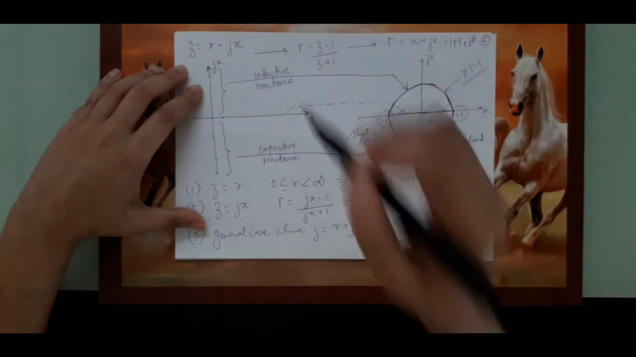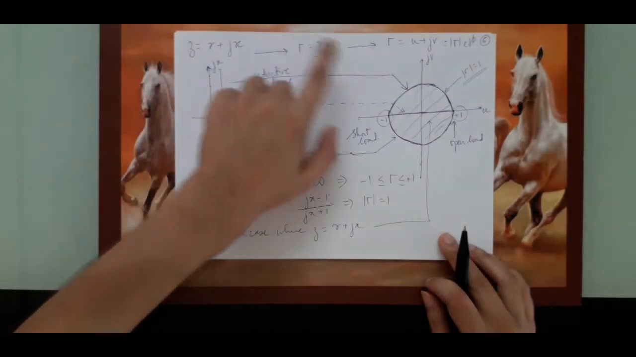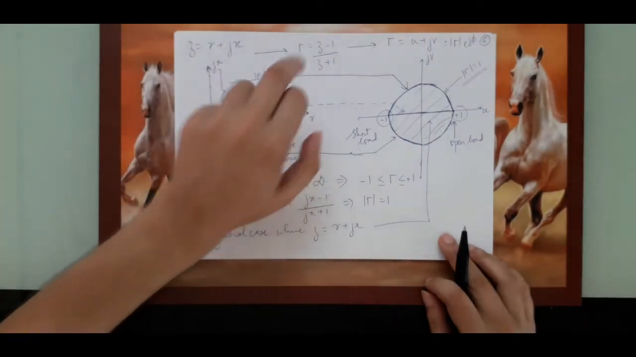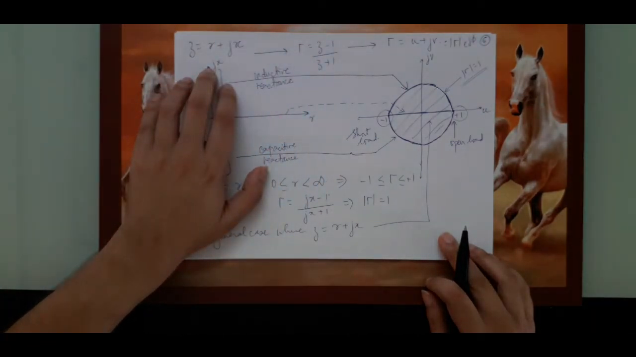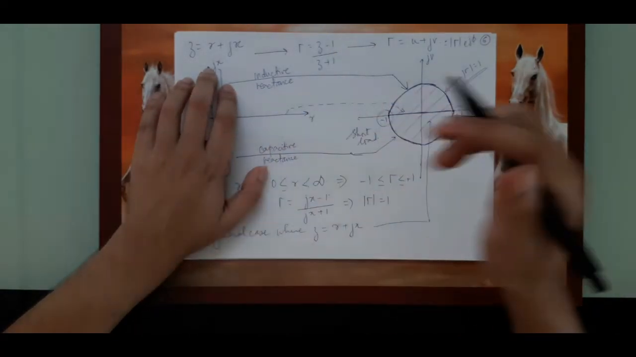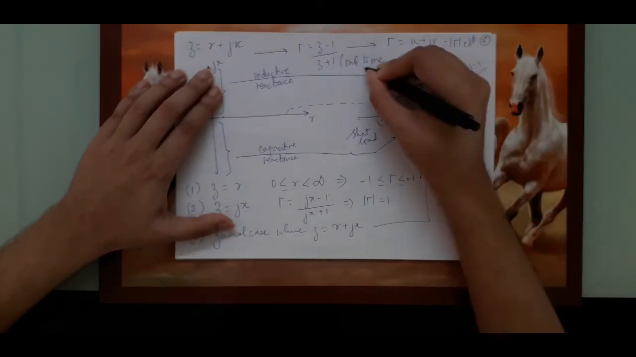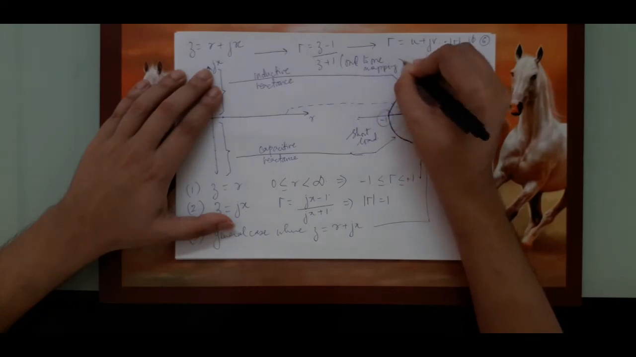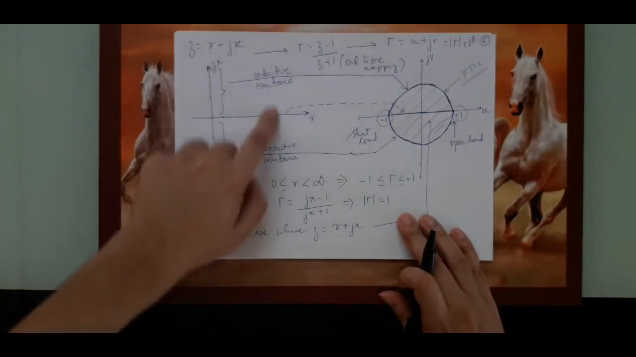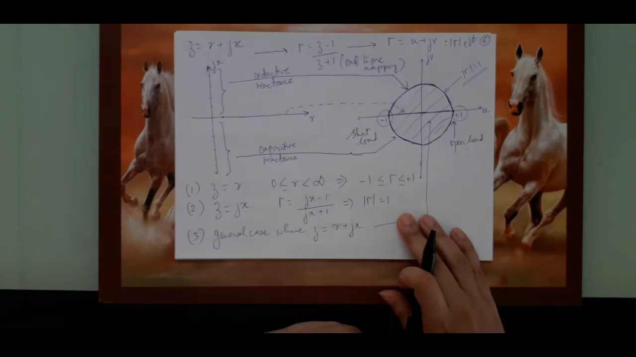If you look at this relation, gamma equals z minus 1 upon z plus 1, it is a bilinear transformation. Now if you go back to your mathematical basics, what can be said about this transformation? Is it a one-to-one mapping? Is it a many-to-one mapping? You can prove that this will be a one-to-one mapping. That means for every distinct point on the impedance plane, there exists a unique point on the gamma plane also.